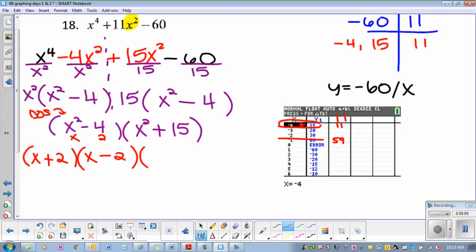And then please don't forget to bring down your x squared plus 15. Okay? And that's it. Now you're all done because you can't factor anymore.